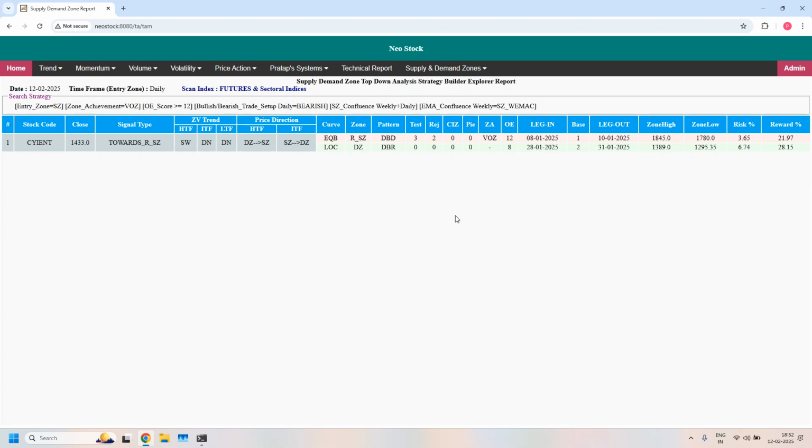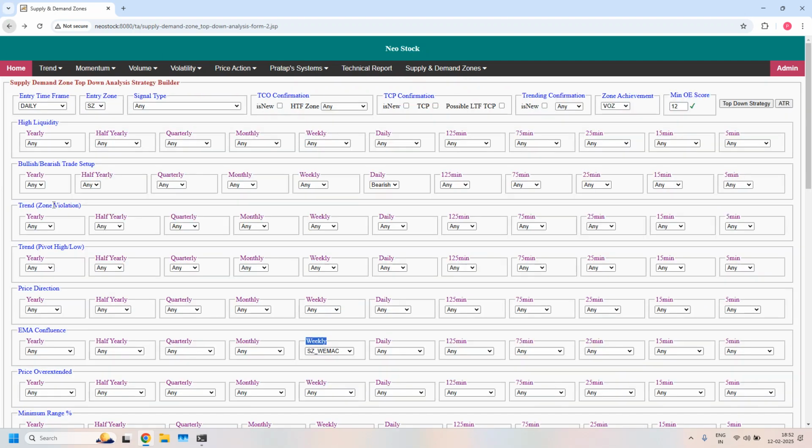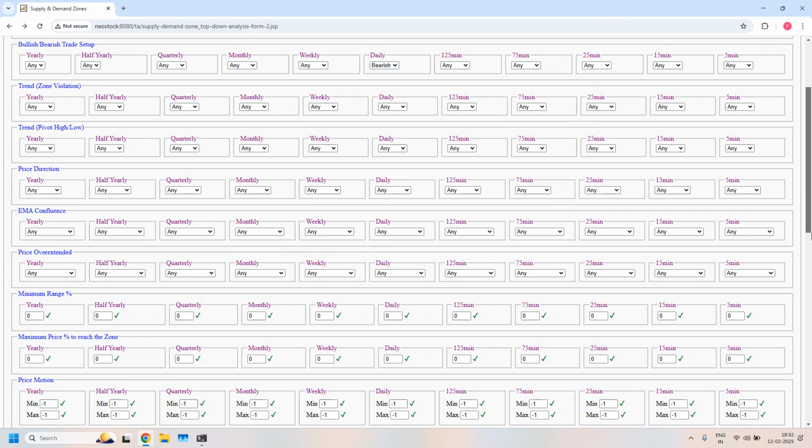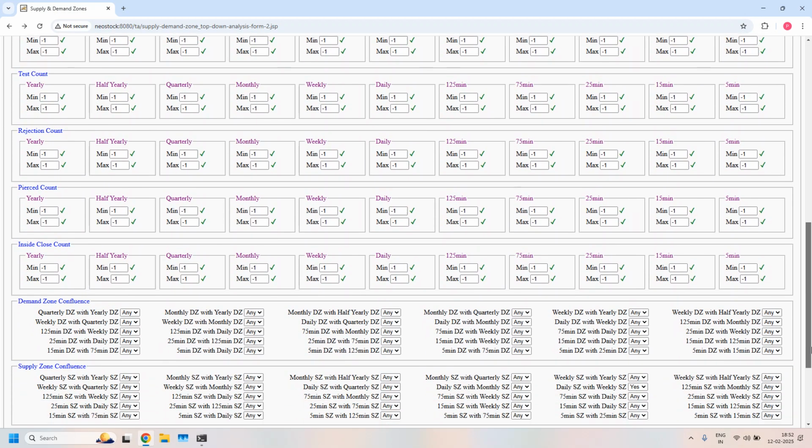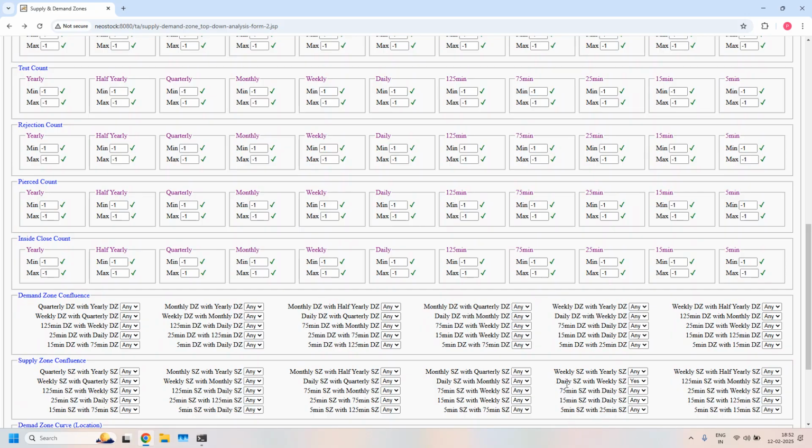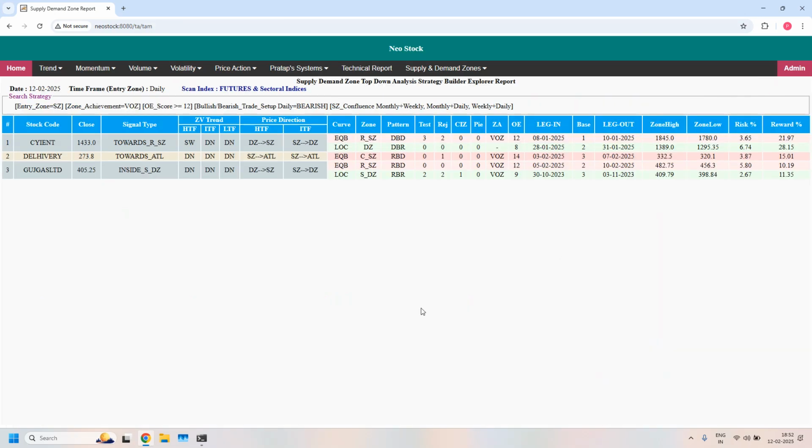Next, LTF, ITF, HTF supply zone Confluence. I am removing this EMA filter. In the supply zone Confluence, we should set 3 filters. First filter is already enabled, daily with weekly. Next, daily supply zone with monthly supply zone Confluence, weekly supply zone with monthly supply zone Confluence. With all the 3 filters, we got 3 stocks.